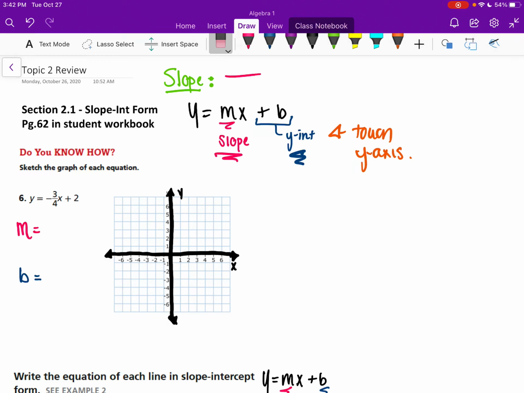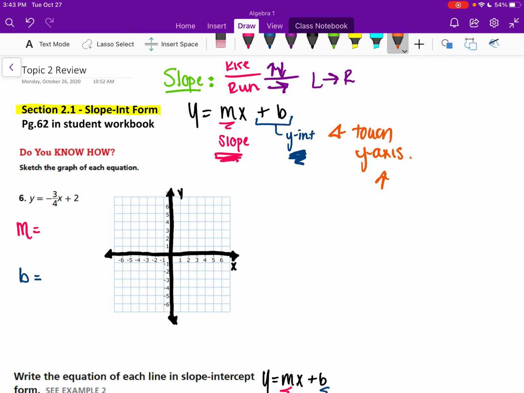All right, you guys, this is your 2.1 and 2.2 review. Section 2.1 was all about slope-intercept form, where slope represents the rise over the run of our line. So how it moves up and down versus to the right, because remember we always read a graph from left to right. And the first form we learned is that y equals mx plus b, slope-intercept form, where m is our slope and b is our y-intercept, which is that point where we touch the y-axis.